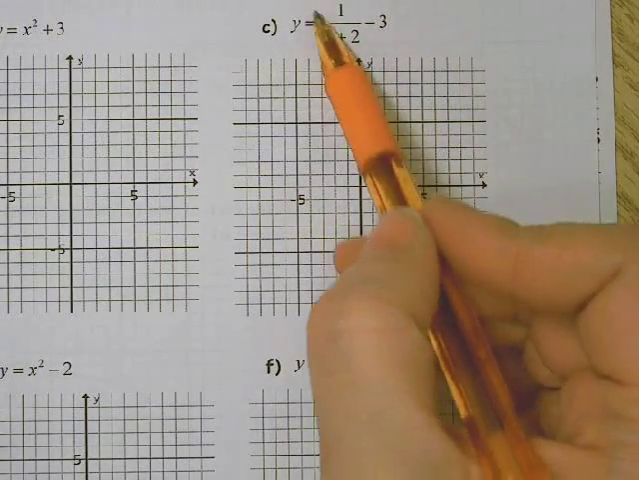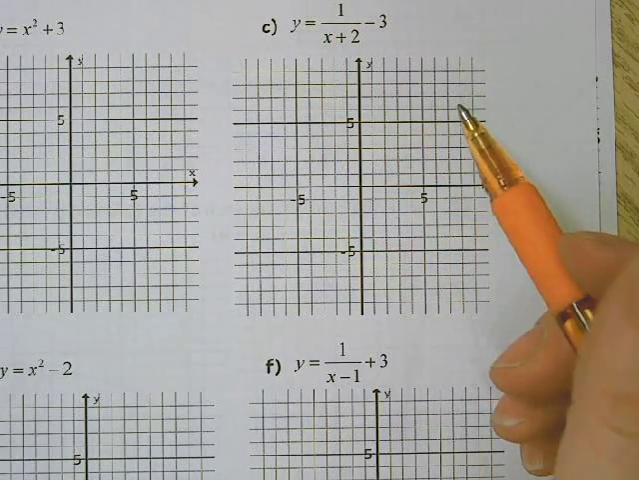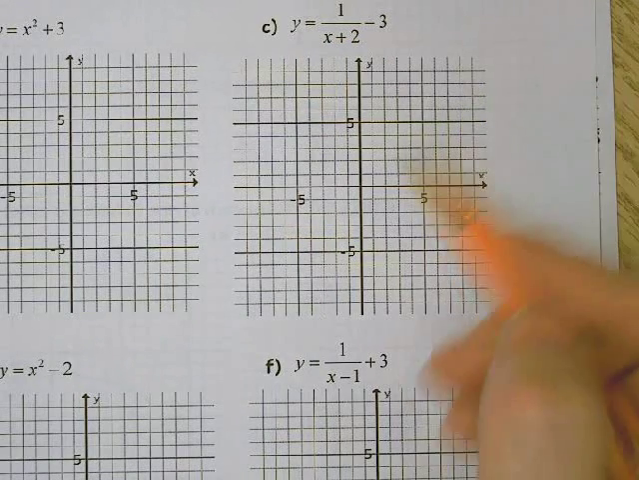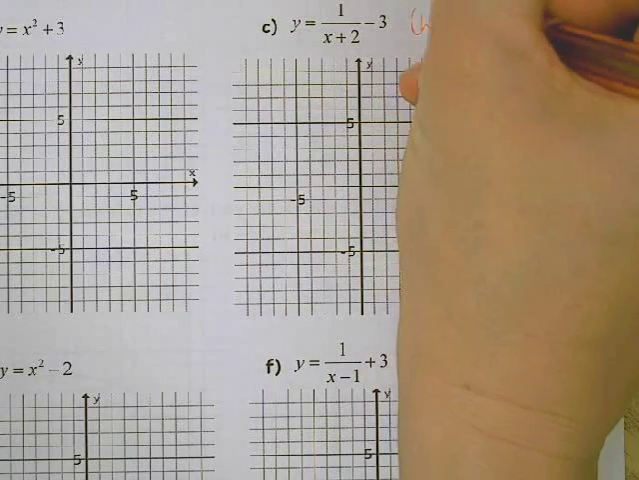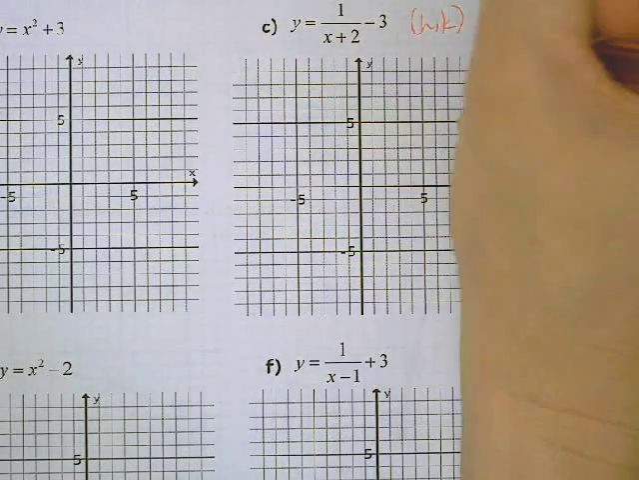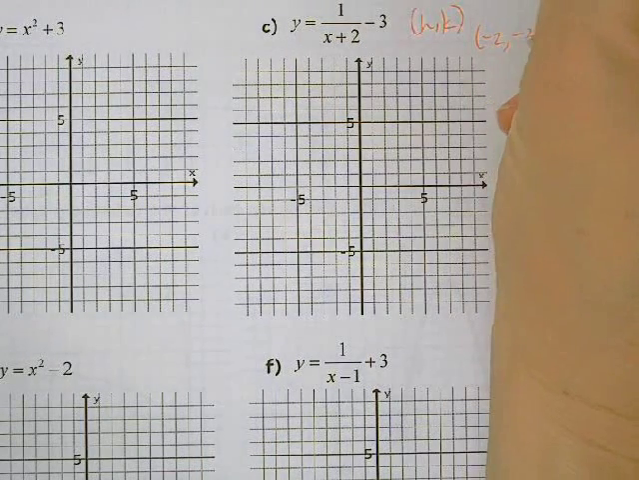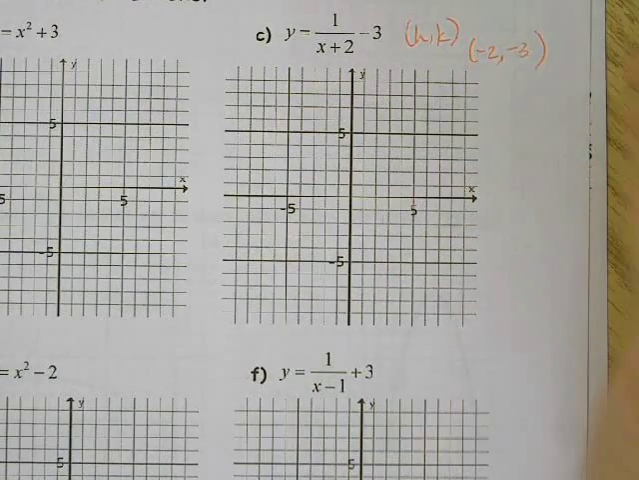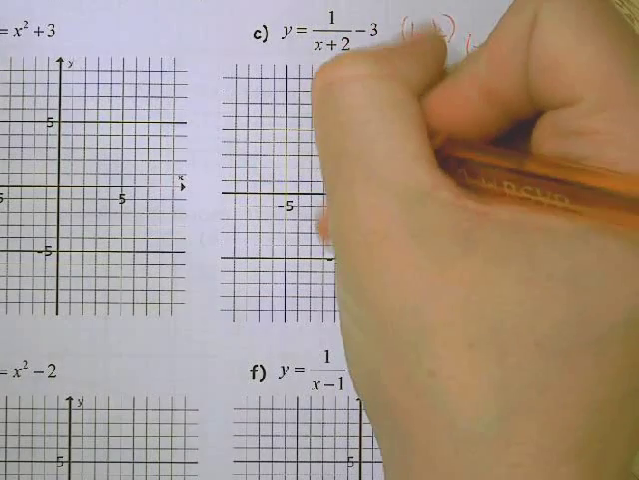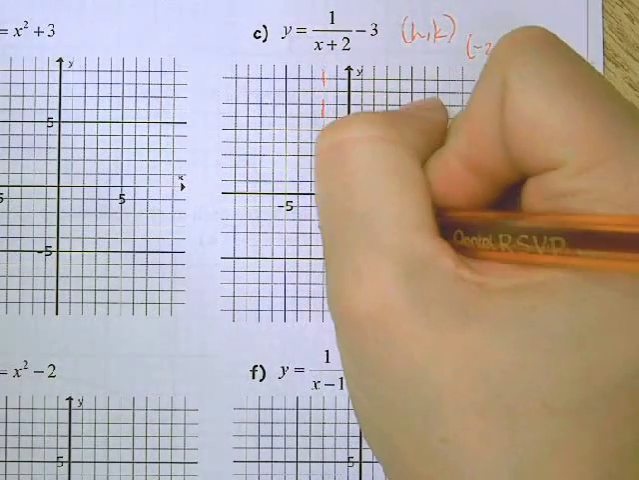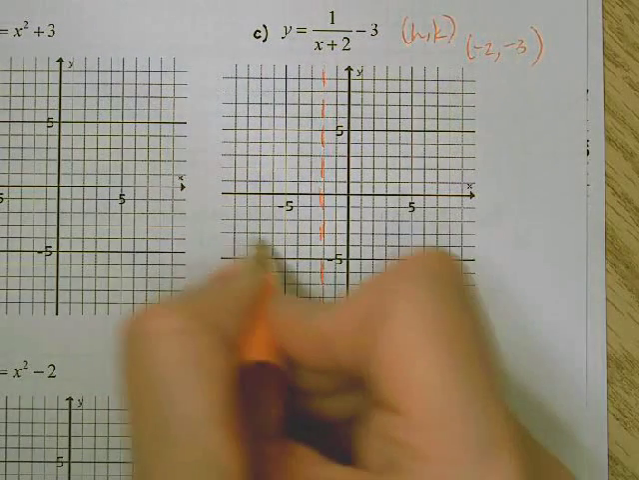So for this one, my a is 1, so I'm not doing any kind of shrink or narrowing or widening of the hyperbola. But I know my hk is -2, because remember with h it's always the opposite of what you would think it would be, and then -3. So what that means is I'm going to put a vertical asymptote at -2. Then I'm going to put a horizontal asymptote at -3.